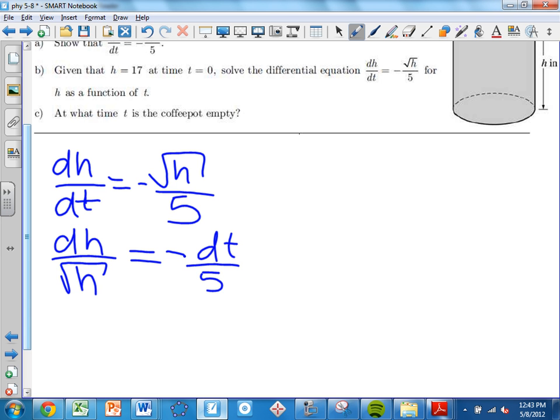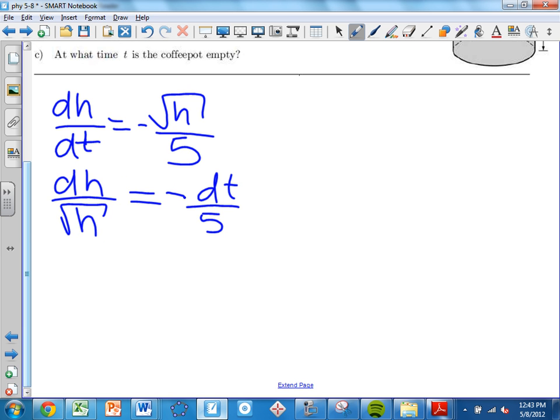Now, this part is where people get confused and have trouble integrating, because it is a little bit tricky. What is a radical really? It's a 1/2 power, and it's in the bottom, so I'll move it up to the top as negative 1/2. So let's write this as h to the negative 1/2 times dh equals negative 1/5 dt.